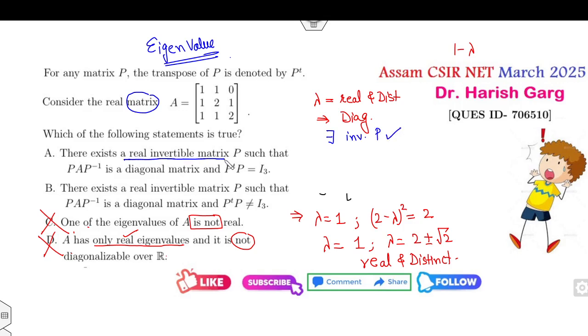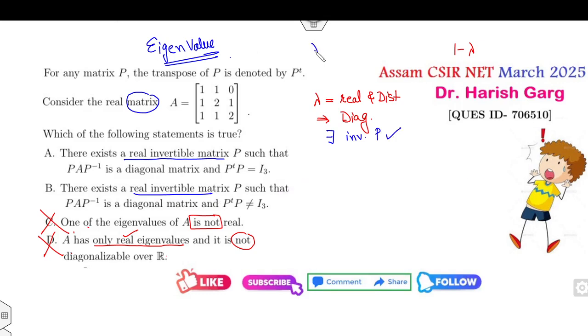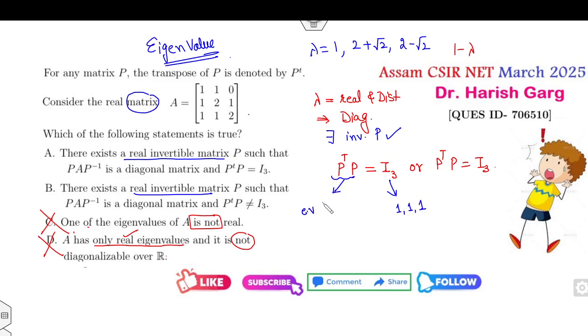So there exists an invertible matrix P. Fine. Now, you can see the eigenvalues are 2 plus root 2 and 2 minus root 2, such that P transpose P is I, or P transpose P is not equal to I. Very simple. What are the eigenvalues of I3? 1, 1, 1. So I check whether the eigenvalues of P transpose P are 1, 1, 1 or not.